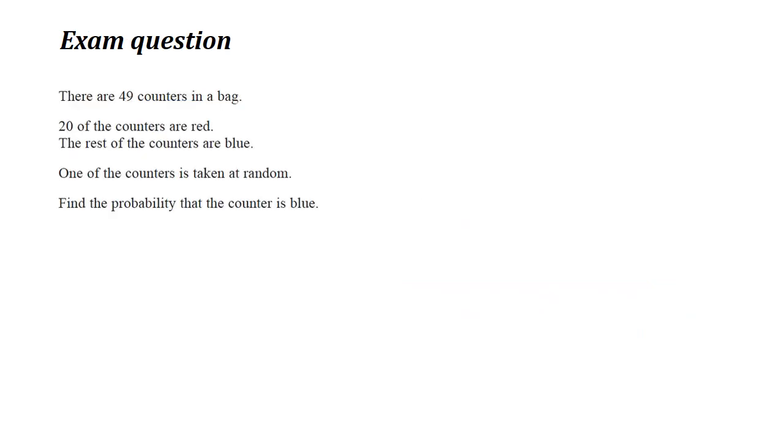And to finish off with some exam questions, so pause the video, read the question carefully, make a note of any keywords, break it down into steps and do one step at a time. Right, 49 counters in the bag. 20 of the counters are red and the rest of the counters are blue. So first thing we should be doing here is working out how many blue counters there actually are. 29. One of the counters is taken at random, find the probability that the counter is blue. So if there are 29 blue counters and there are 49 altogether, there's my probability.